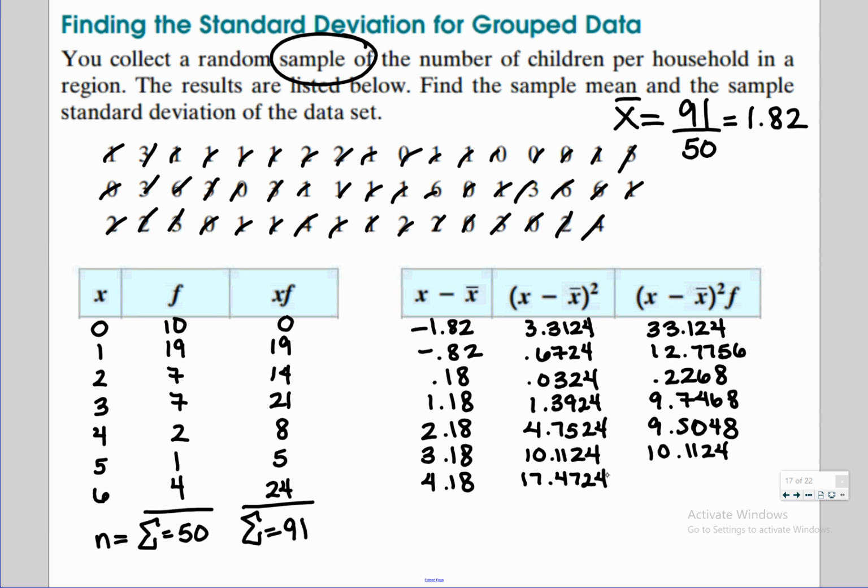17.4724 times the frequency 4 gives me 69.8896. Okay. That last column, our deviation squared times the frequency, represents every one of those data values. If we square the deviation, then multiplying by the frequency accounts for how many times it actually happens. Add that up now. Sum.